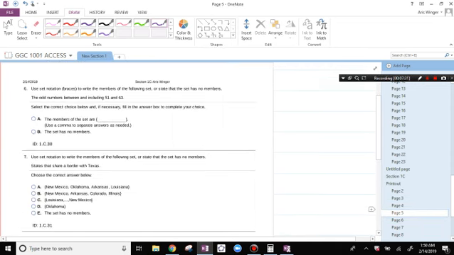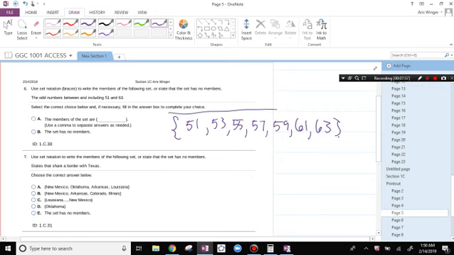Use set notation braces to write the members of the following set, or state that the set has no members. The odd numbers between and including 51 and 63. So we put the braces, and including 51, 53, 55, 57, 59, 61, and including 63. That's the answer.